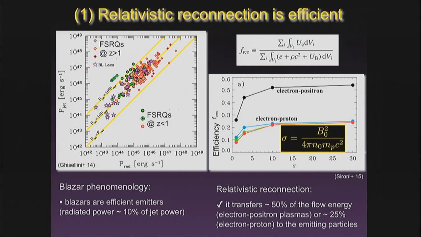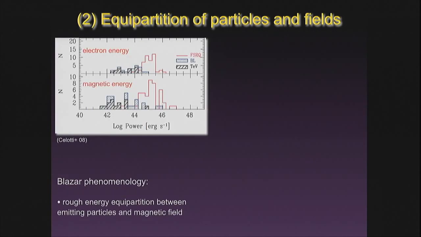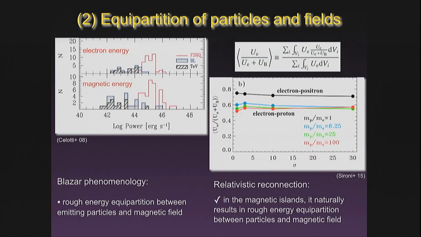You can make it lower by changing one more parameter that I haven't talked about, but feel free to ask about that. You cannot make it higher. So in some sense, the 10% that is inferred from the observations is well within the regime that reconnection can capture. The second property is the equipartition of the particles and the magnetic energy. And you remember that they are roughly in equipartition, so the ratio between the energy in the electrons and the energy in the magnetic field should be around unity.